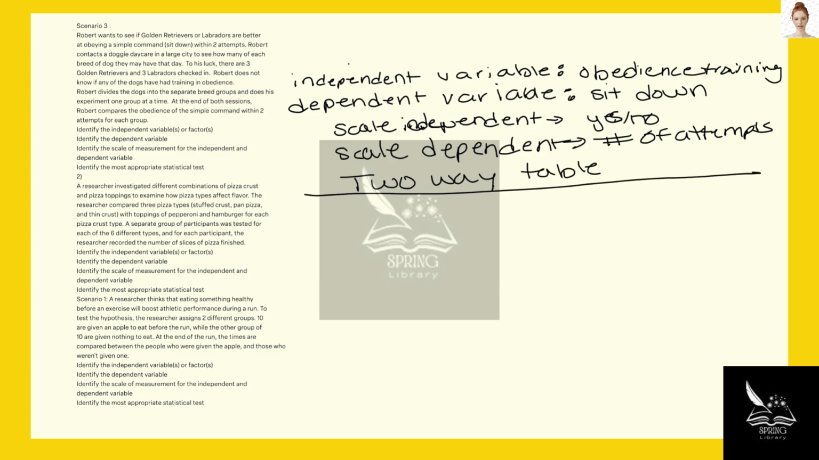A researcher investigated different combinations of pizza crust and pizza toppings to examine how pizza types affect flavor. The researcher compared 3 pizza types: stuffed crust, pan pizza, and thin crust, with toppings of pepperoni and hamburger for each crust type. A separate group of participants was tested for each of the 6 different types. And for each participant, the researcher recorded the number of slices finished. So number of slices finished, and then it has the 6 different types.